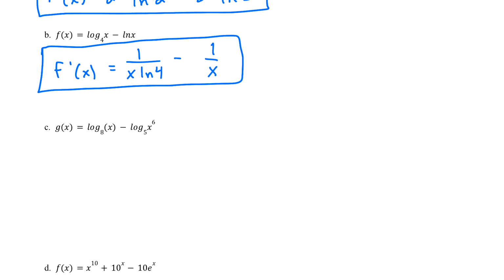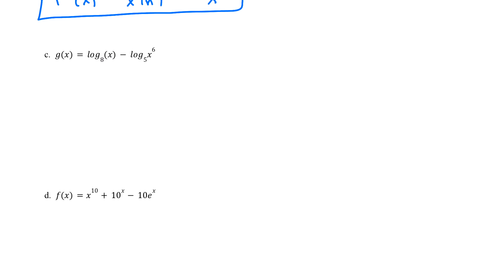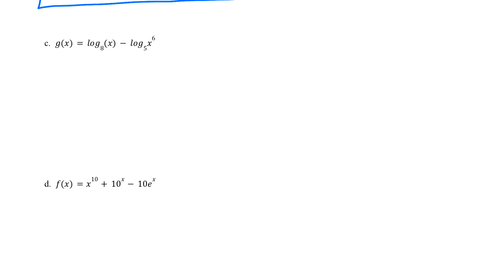Last example that we'll, actually 2 more examples that we'll look at here. G of x equals log base 8 of x minus log base 5 of x to the 6th power. This first term is going to be relatively straightforward. We're going to use that new formula that we just talked about a second ago. Here, though, this one's a little bit tricky.